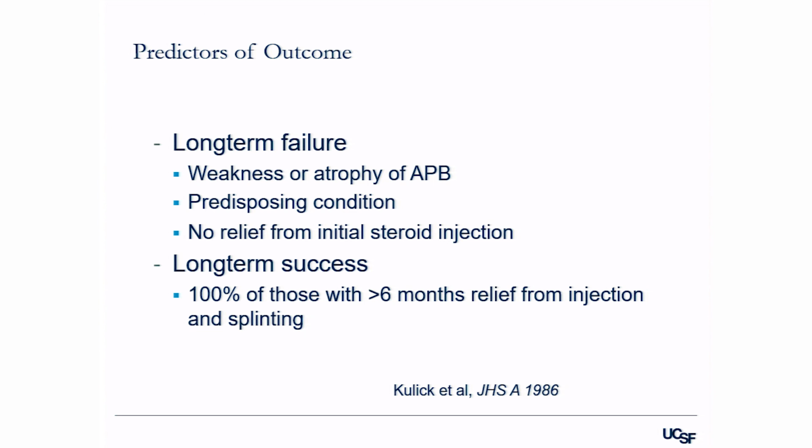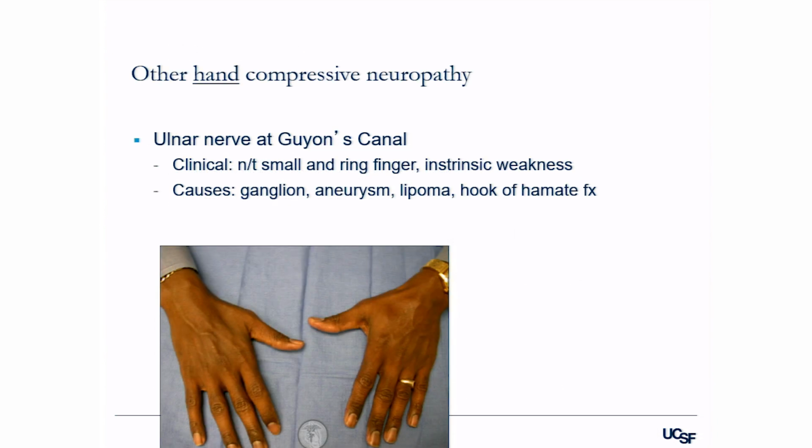So long-term failure, as you can see, is if you have any APB atrophy. Muscle strength doesn't usually come back. Sensory does, but muscle doesn't always. And so long-term success is 100% for those with 6 months of relief from an injection; they usually do well with surgery.